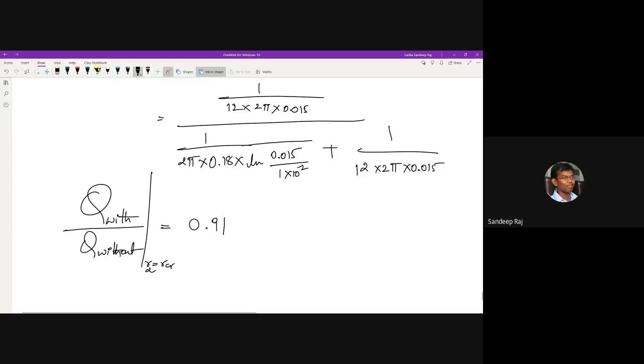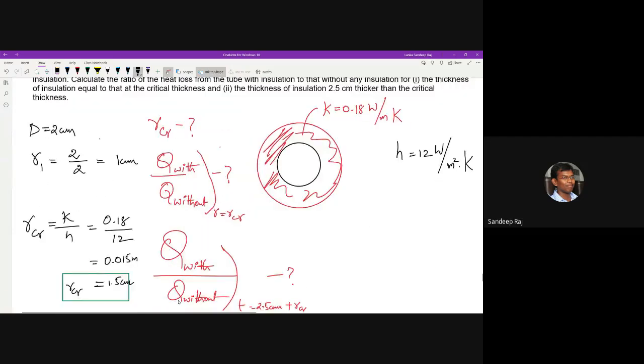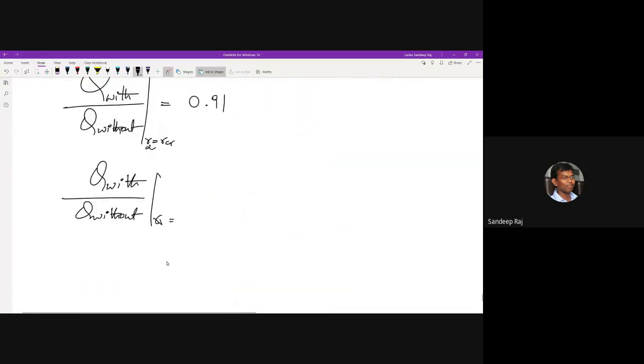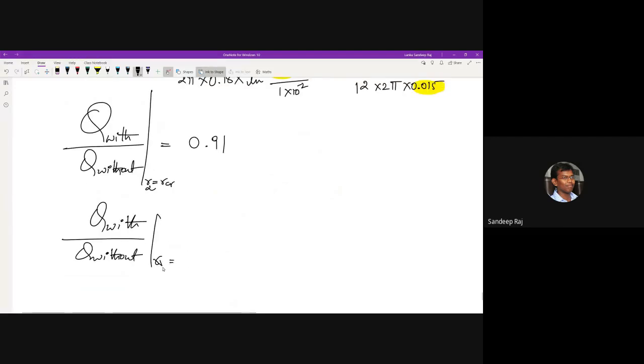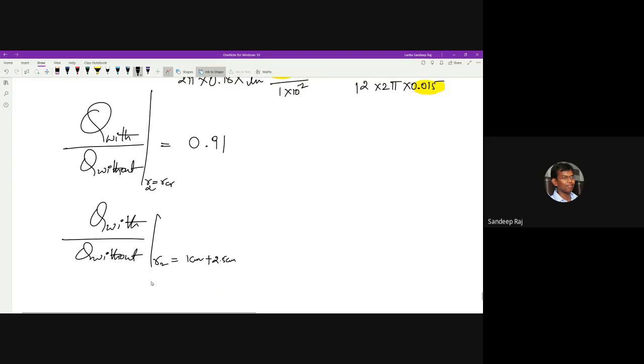The same expression you can repeat by changing these values: this 0.015, this 0.015, this 0.015. If you replace it with the appropriate R2 value, that is Q with by without, when R2 is equal to what is given? The double thickness, right? Let me go to the question. Yeah, this 2.5 centimeter thicker than the critical thickness. So I have to add 1 centimeter with 2.5 centimeter. So this will be 3.5 centimeters.